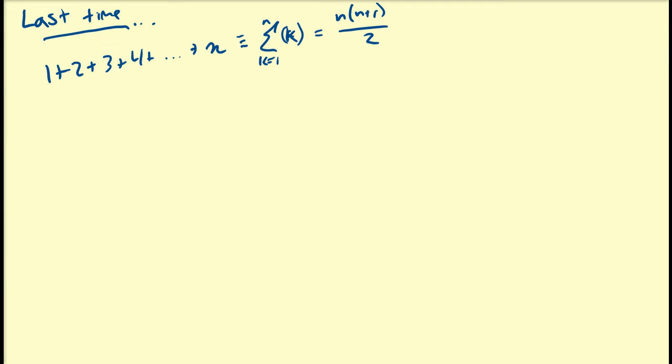Hello there. In this video, we're going to continue our discussion of the sum of positive integer powers. In the last video, just to quickly recap, the sum of the consecutive integers from 1 to n can firstly be expressed in summation notation as the sum from k equals 1 to n of k, and that's going to be equal to n times n plus 1 over 2.